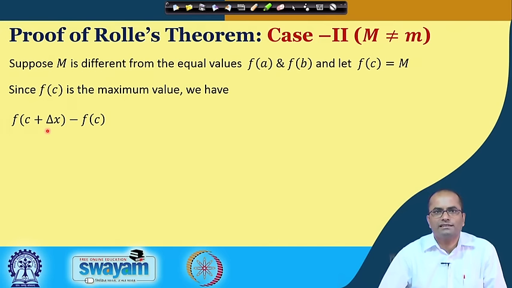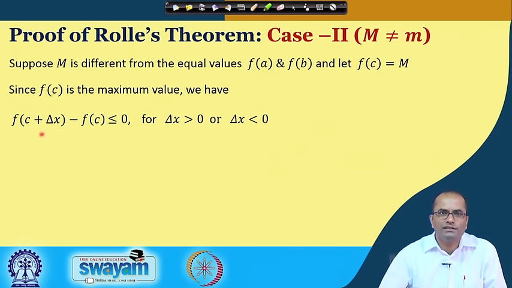So, in that case, since f c is the maximum value of the function, then f c plus delta x will be smaller than this f c, because f c is the local maximum. So, in this case there will be such a delta x definitely, that this expression here f c plus delta x minus f c will be less than equal to 0, whether this delta x is positive or delta x is negative. That means, any point you take in the vicinity of this point c, then this difference f c plus delta x minus f c will be less than equal to 0.